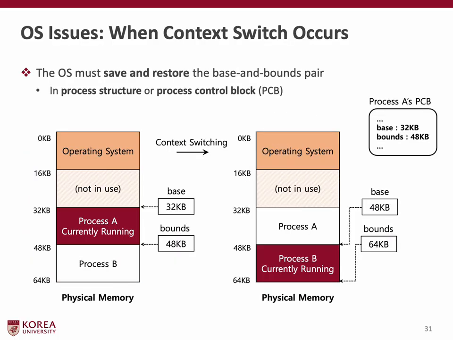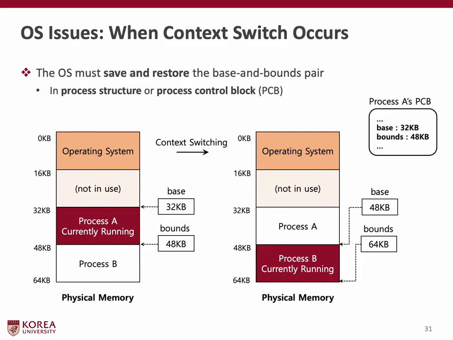Finally, let's look at what happens during a context switch. Whenever the CPU switches from one process to another, the OS must save and restore the base and bounds pair associated with its process, and these values are stored inside the PCB structure.